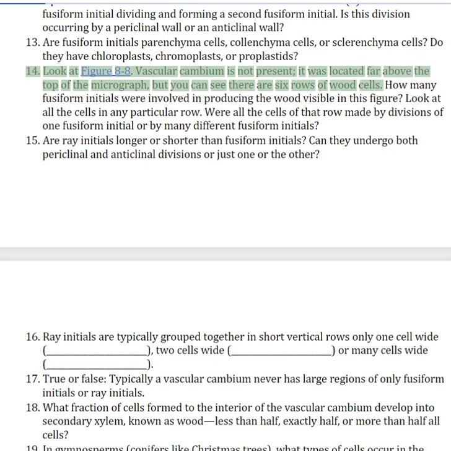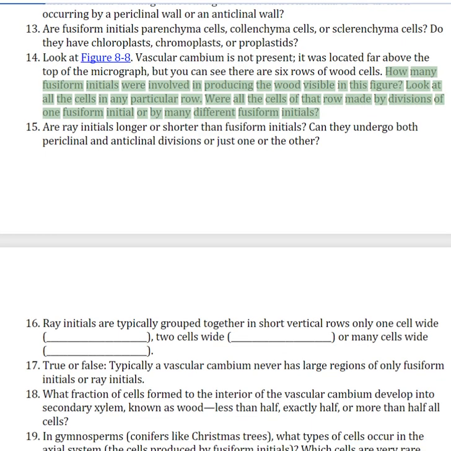14. Look at figure 8.8. Vascular cambium is not present. It was located far above the top of the micrograph, but you can see there are 6 rows of wood cells. How many fusiform initials were involved in producing the wood visible in this figure? Look at all the cells in any particular row. Were all the cells of that row made by divisions of one fusiform initial or by many different fusiform initials?